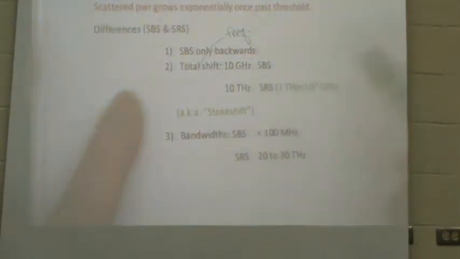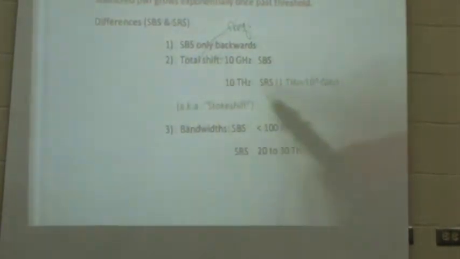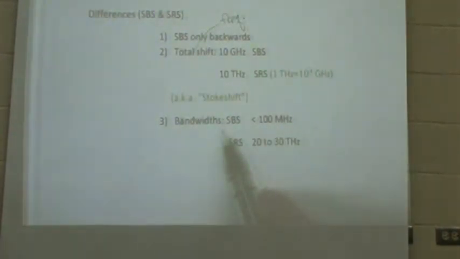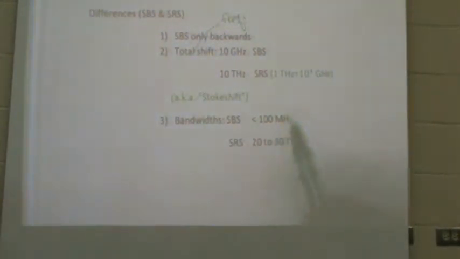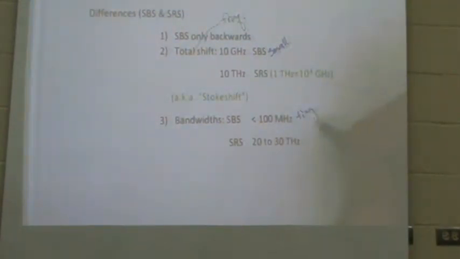The total frequency shift between these two is tiny for Brillouin scattering compared to Raman scattering. Right? This frequency is also known as the Stokes shift. In addition to the frequency shift, there's an issue of how much frequency bandwidth is available. In Brillouin scattering, it's again tiny. Right? This is small compared to the other one. This is tiny. There's not much bandwidth in this process.